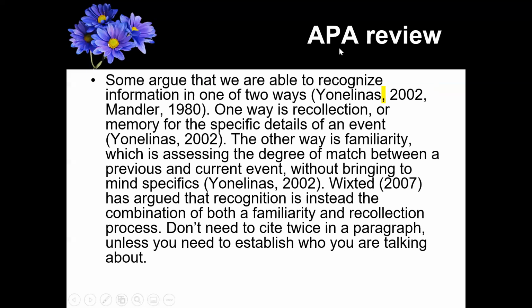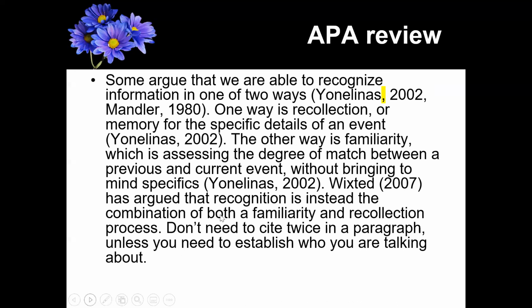Okay, so let me give you an example. This is not correct. So this is what you shouldn't be doing. Some argue we're able to recognize information in one of two ways. Yonalinus 2002. One way is recollection or memory for the specific details of an event, Yonalinus 2002. The other way is familiarity, blah, blah, blah, Yonalinus 2002. Okay, so we don't do that. We don't cite them more than once in the same paragraph, with an exception that I'll get to next.